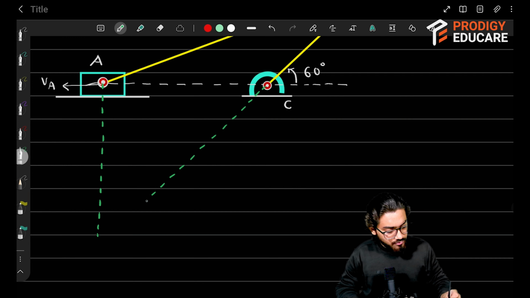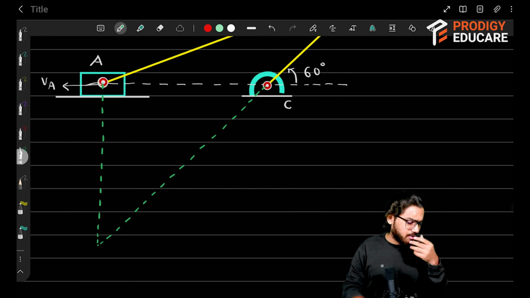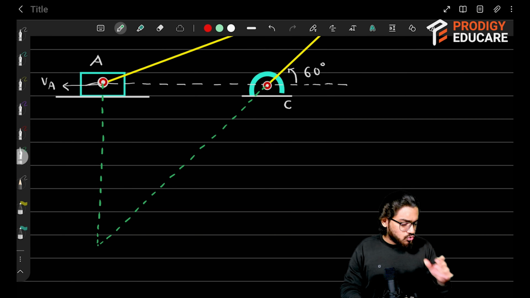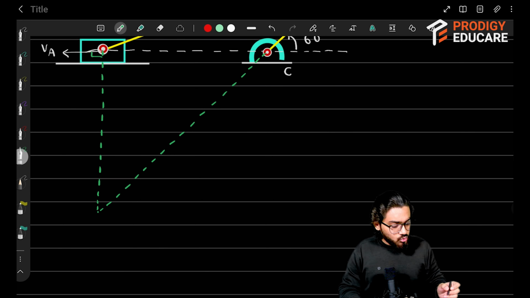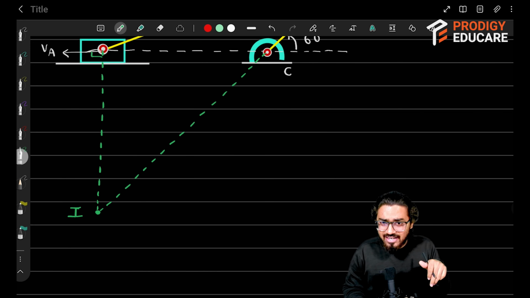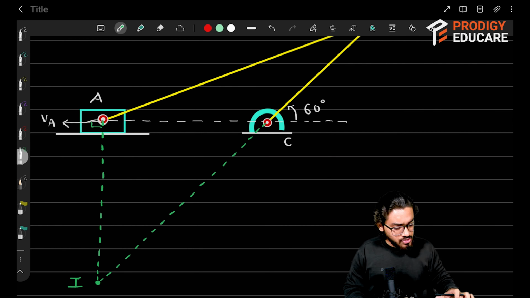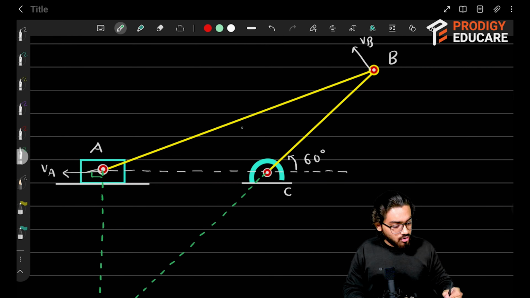In all ICR questions, this is the standard procedure. Wherever the instantaneous center of rotation is involved, this is the procedure that you need to apply. After extending the lines which are perpendicular to the given velocity vectors, the point where the two lines intersect becomes your instantaneous center of rotation. This is how we locate the instantaneous center of rotation at that particular instant. So this point represents the instantaneous center of rotation for rod AB.